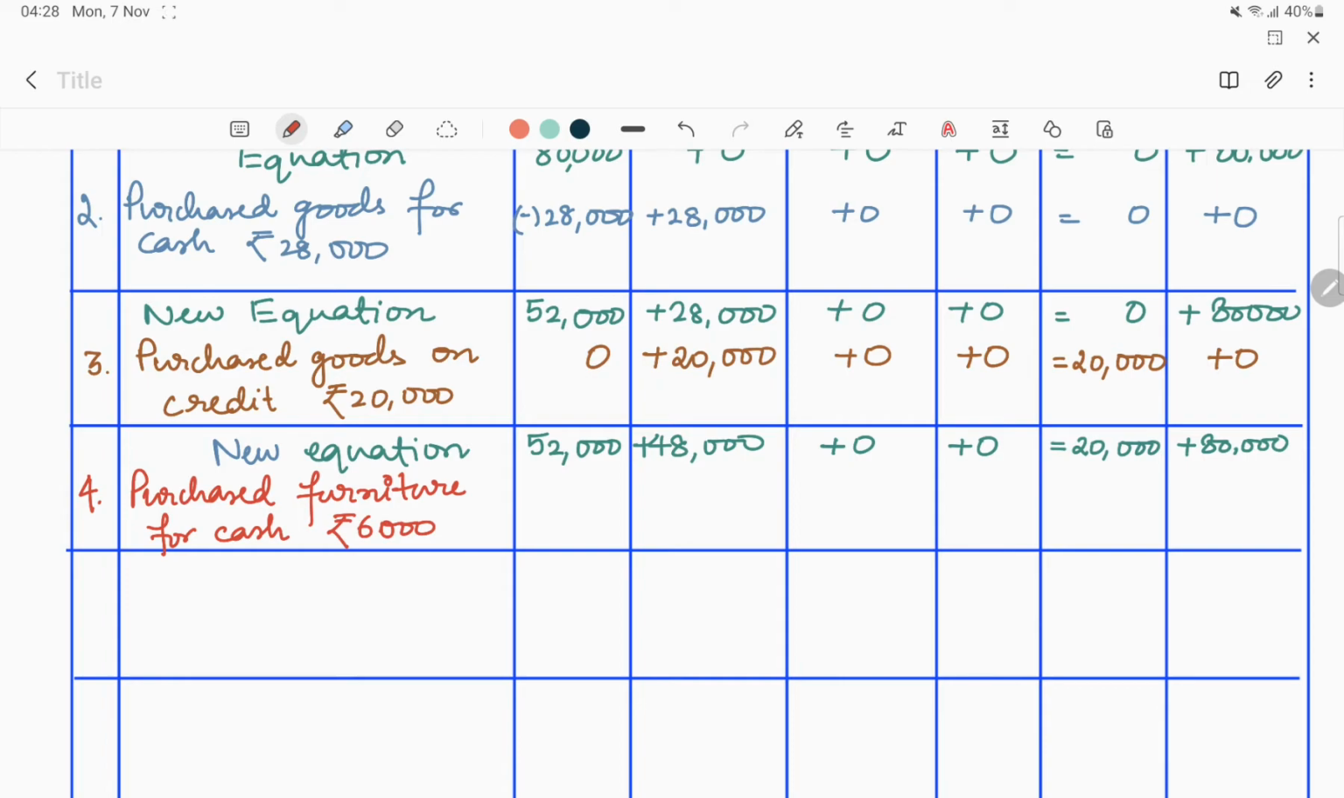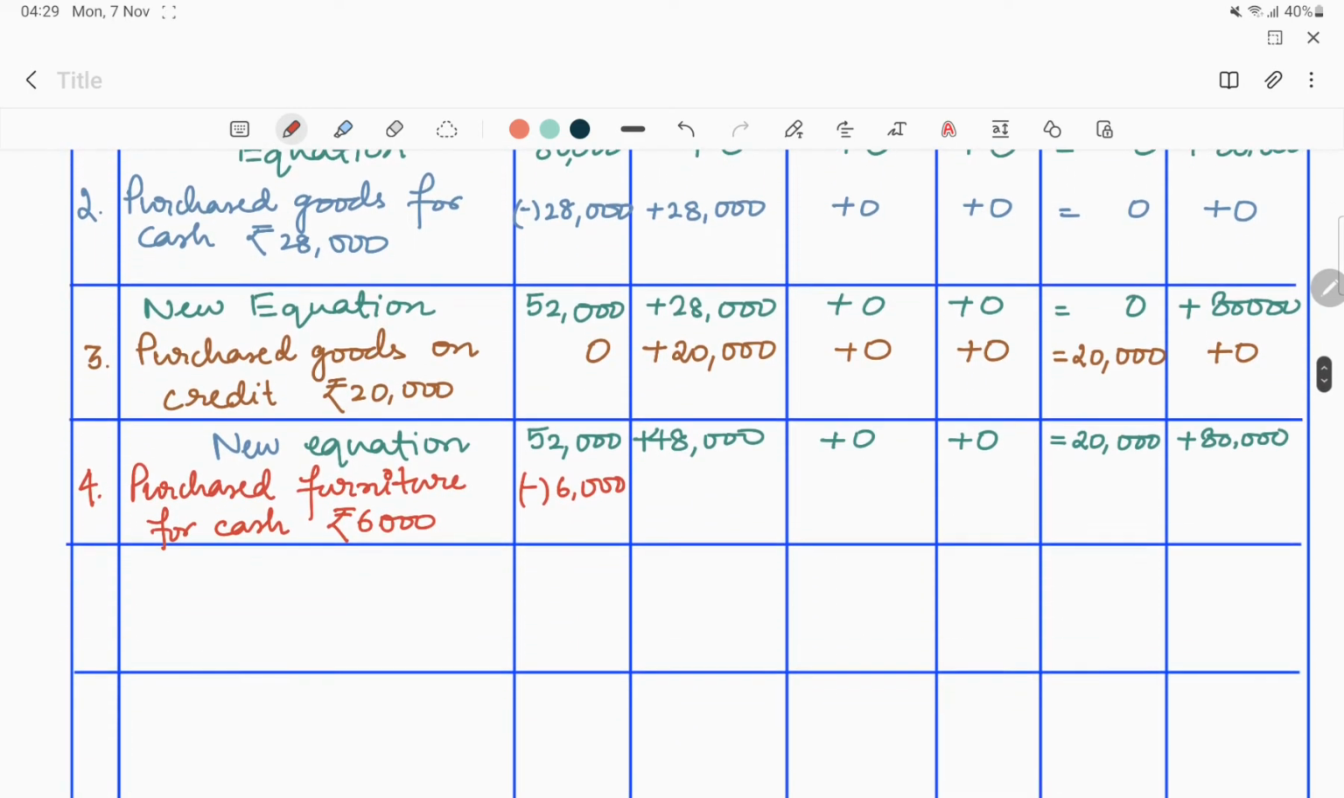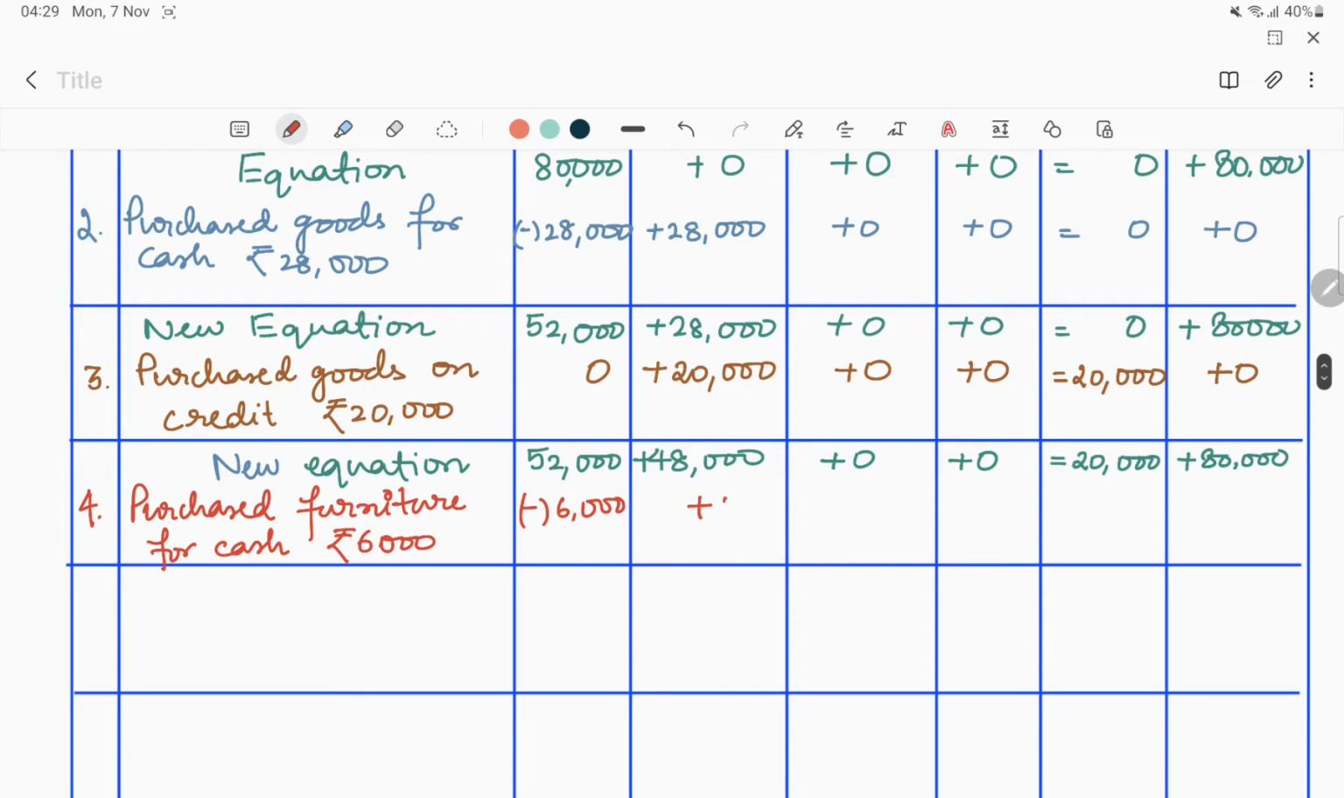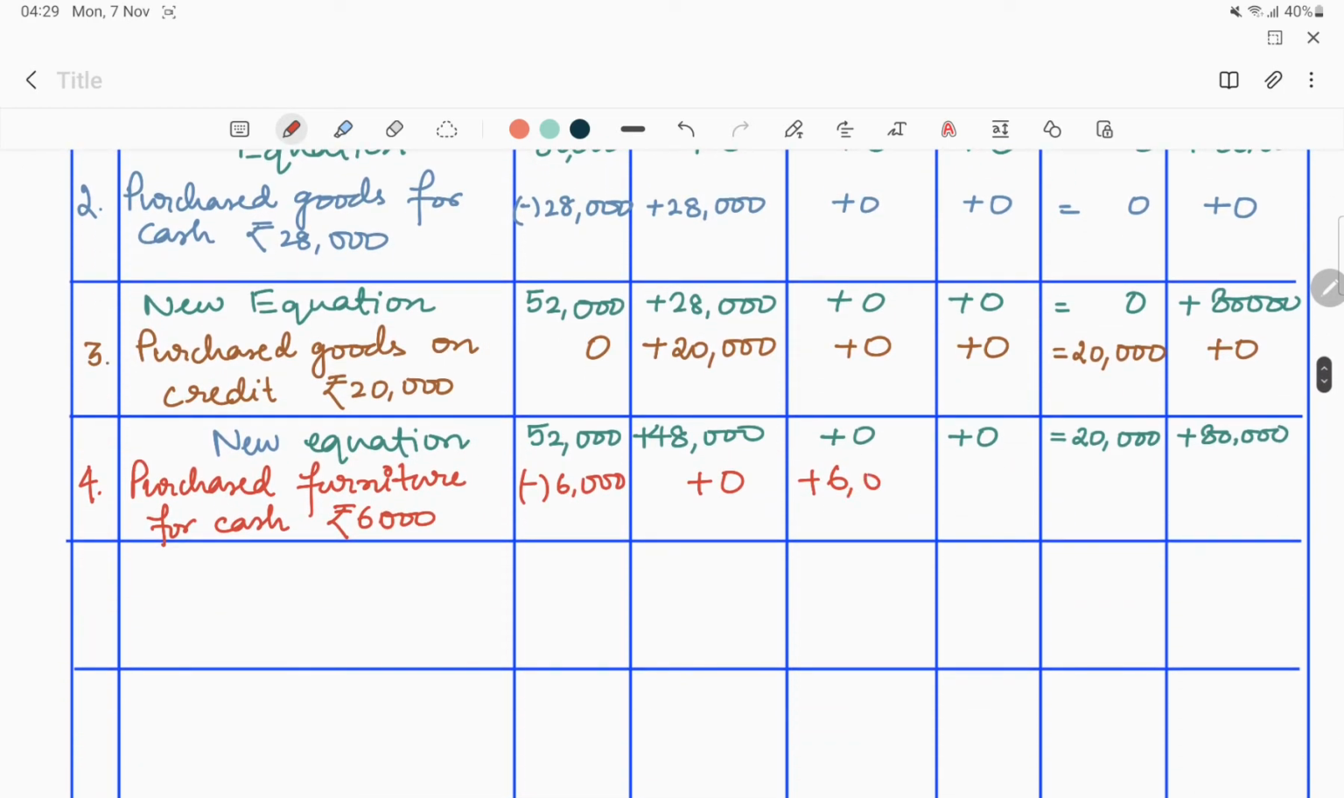So he is using his cash amount to purchase this furniture, so you have to subtract this 6,000 from the cash. Okay, that is from the asset side. No stock is added here, so plus 0. Furniture is coming at the cost of 6,000 rupees, so in the furniture column we are going to write 6,000. No debtor, no creditor, and no capital created here.